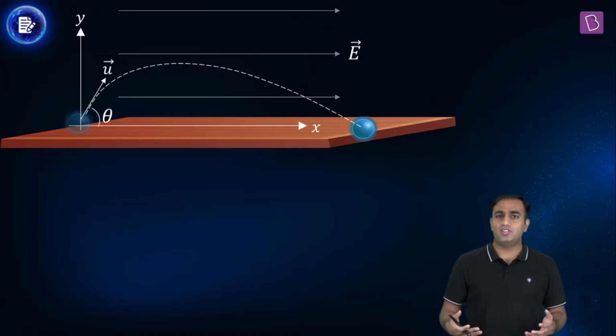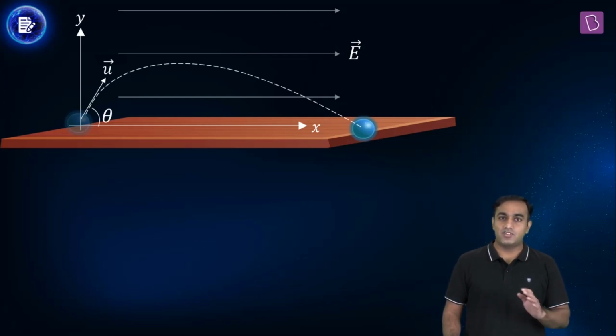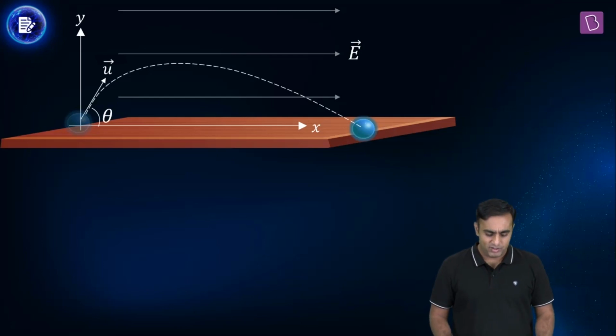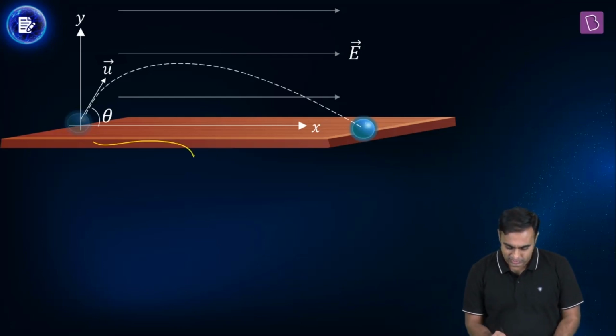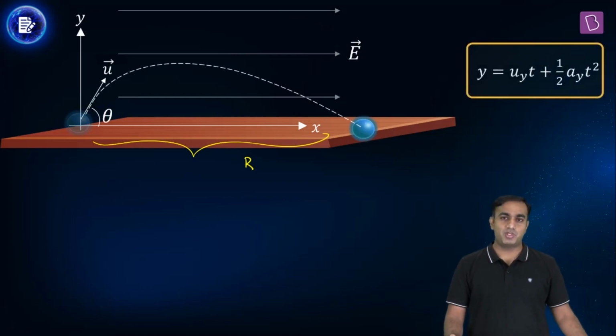What is the effect of the addition of electric field in this situation? Simple. The motion of this charged particle will be affected by the electric field's presence because now there is an acceleration along the x-axis. The velocity along the x-axis will not remain a constant. The range over the ground will increase. In order to find this range, let's call it capital R, let's look at the application of equations of motion.